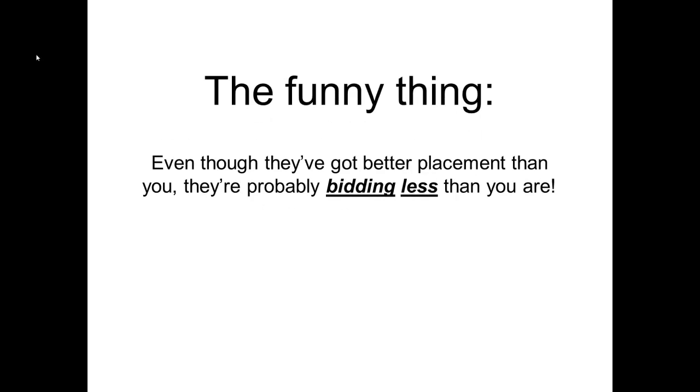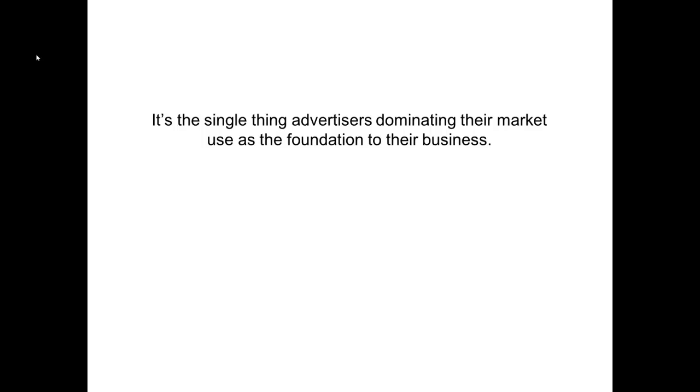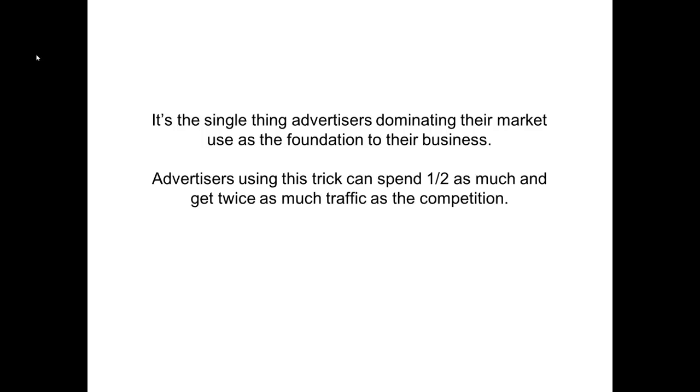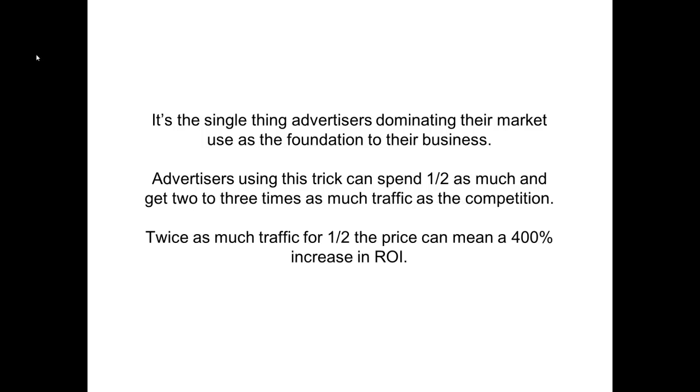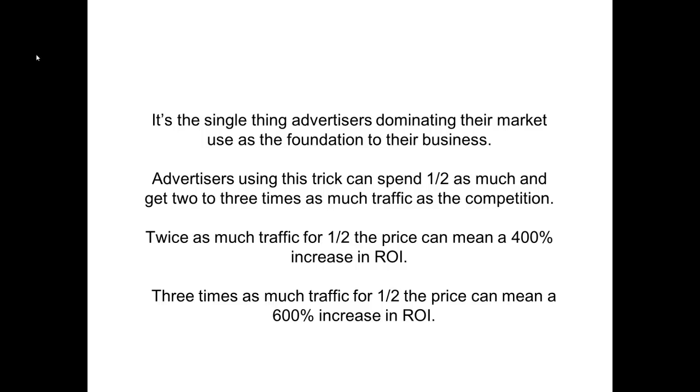Now, the funny thing is that even though your competition may have better placement than you, they're probably bidding less than you are. They're focusing on one simple thing, and this one simple thing is allowing them to dominate their market by using this simple trick as the foundation to their advertising business. They're probably spending half as much, and they probably get twice as much traffic as the competition. And twice as much for half the price can mean a 400% increase in ROI. And if they're getting 3 times as much traffic, which is very possible, by the way, that could mean a 600% increase in ROI. So that is how your competition can afford to bid in those top spots and take all that traffic from you.